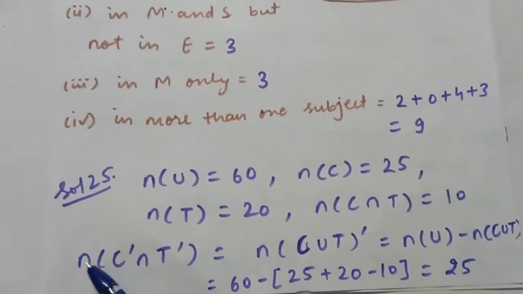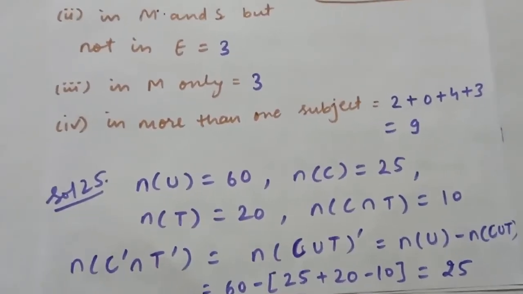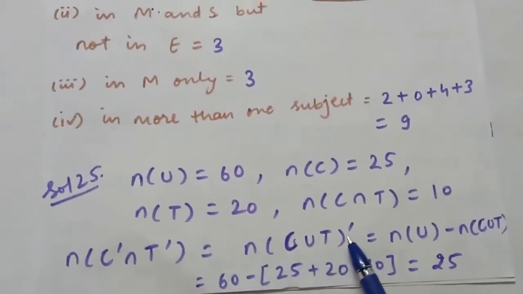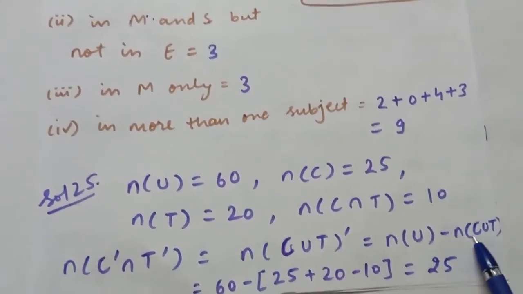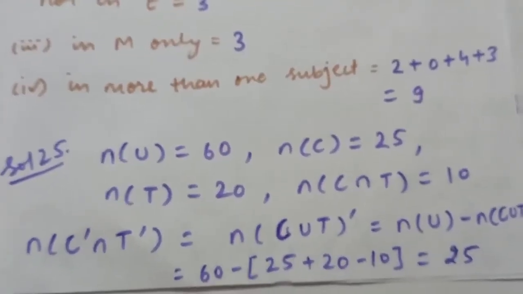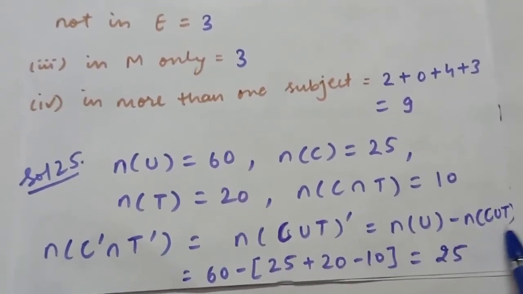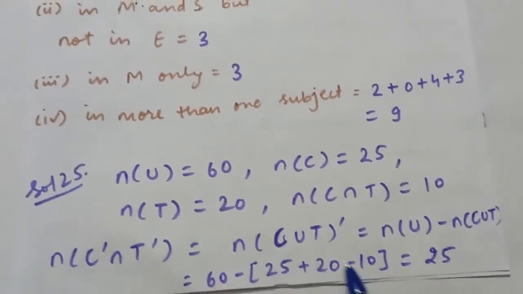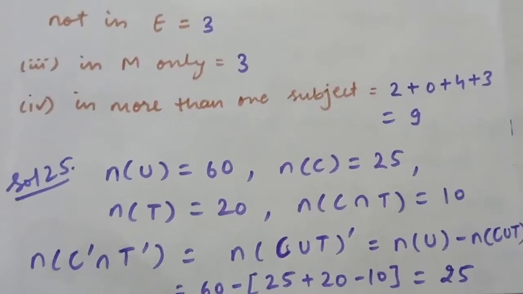That is, we have to find number of elements in C complement intersection T complement, which we know by using De Morgan's law will be number of elements in (C union T) whole complement, right? And this will be number of elements in U minus number of elements in C union T. Now number of elements in the universal set is 60 minus, with this information we can find number of elements in C union T, which is number of elements in C plus number of elements in T minus number of elements in the intersection. So the final answer you will get is 25.